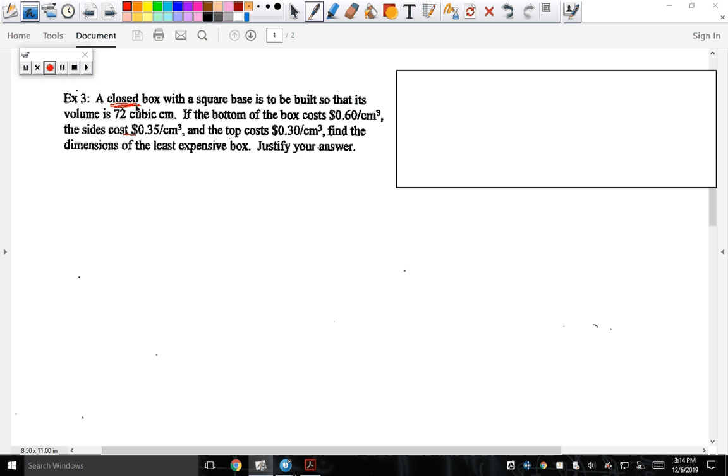With a square base, is to be built so that its volume is 72 cubic centimeters. Already my suggestion, just like when we did related rates, draw the picture as best as you can. Immediately draw the picture because it will help big time.